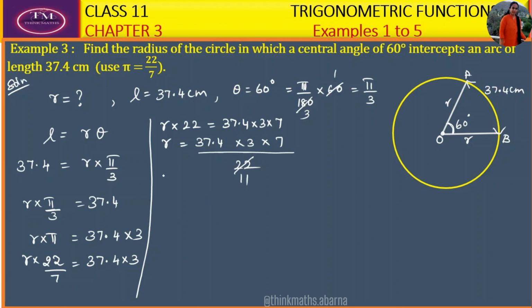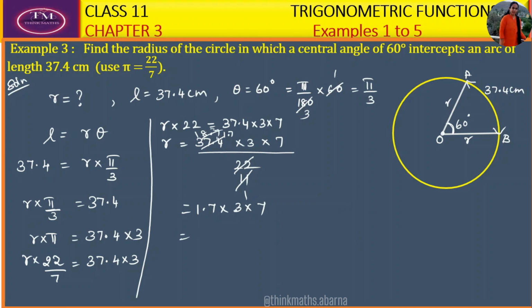So 11 twos are 22. 1 twos are 2, balance 1. 8 twos are 16, balance 1. 7 twos are 14. So this 18.7 is divisible by 11. 1 11s are 11. 18 minus 11 is 7. So 7 11s are 77. And the decimal point, you have 1.7. So now we have 1.7 into 3 into 7.